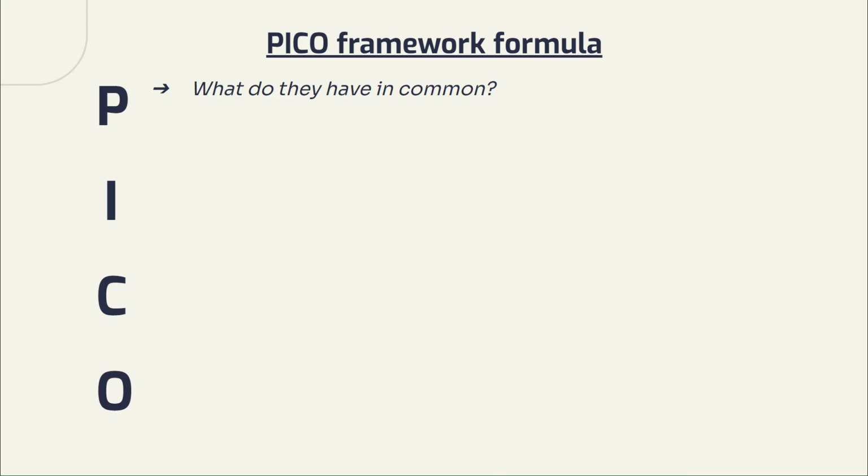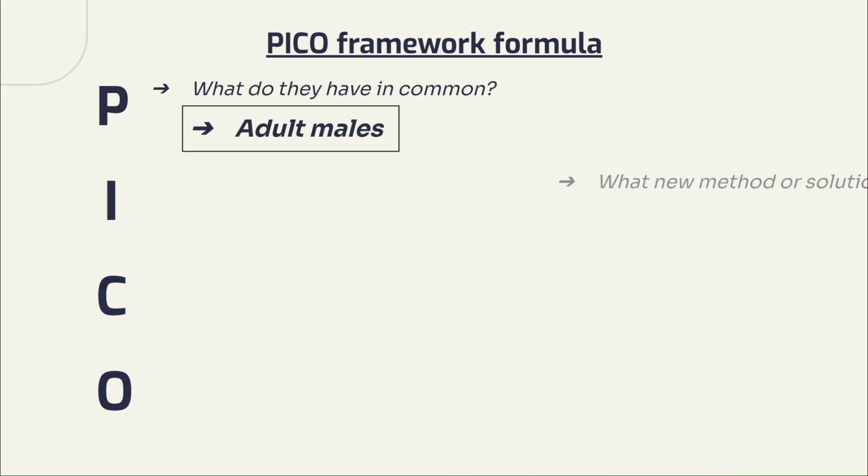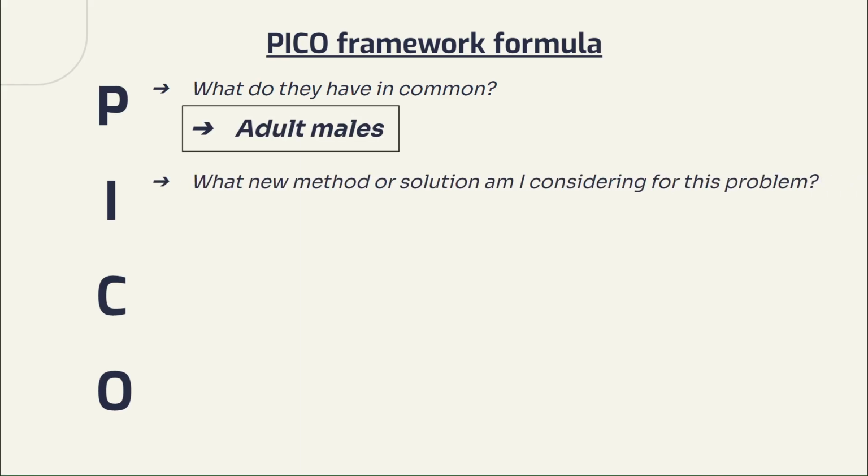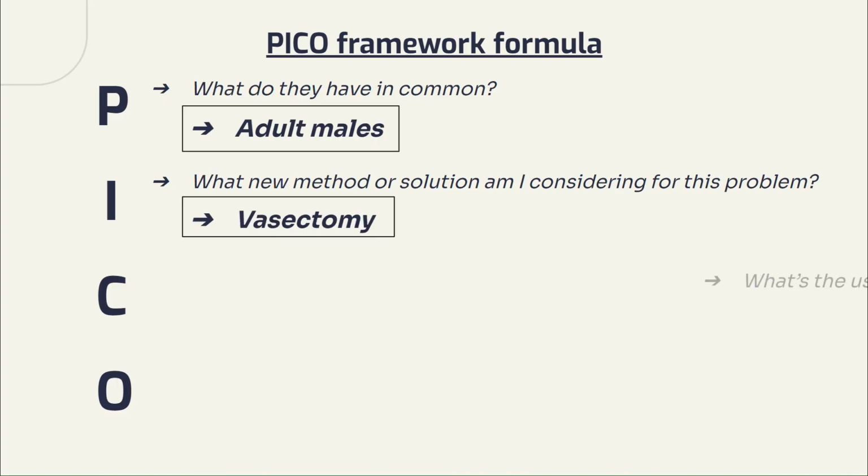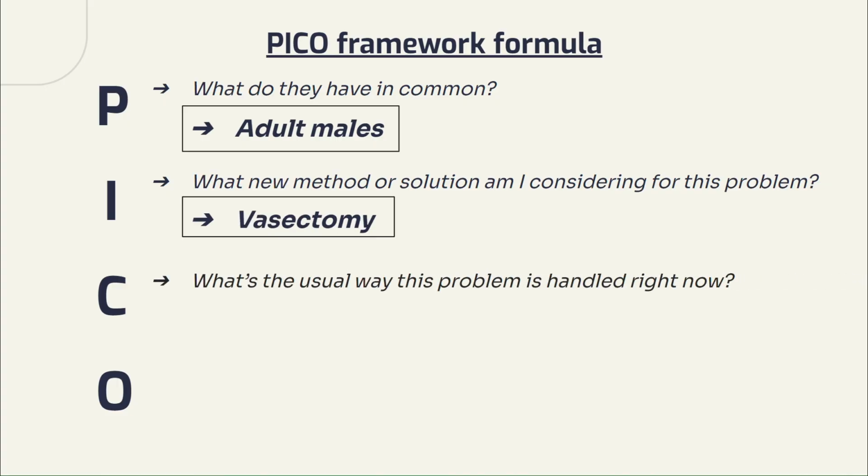So, what do they have in common as far as the population? They are all adult males that are affected. What new methods or solution am I considering for this problem? The intervention, in this case, would be the vasectomy.